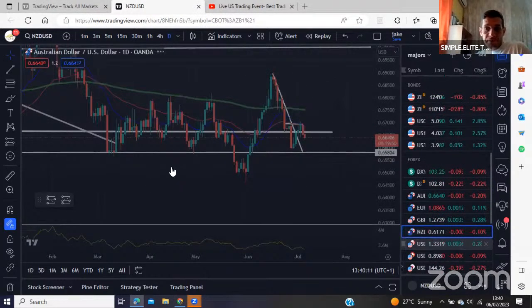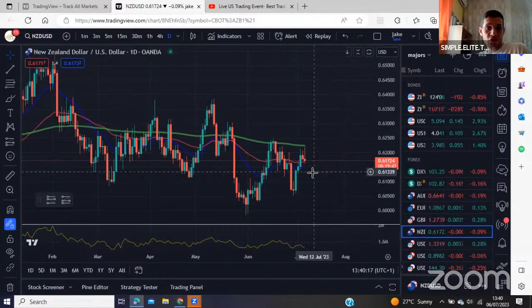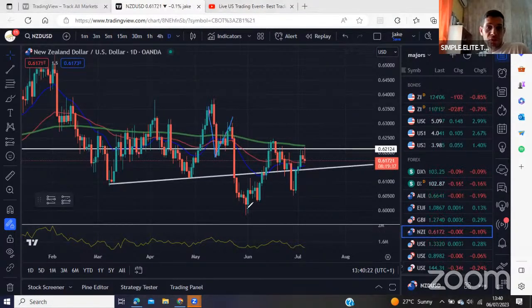Kiwi dollar as well, we could see some ranging market here, because price action was changing trend, now has come back and is below this 1.62. So let's see if price comes back here and forms some head and shoulder pattern to be above here. So at the moment it's not on my list to trade the Kiwi dollar.